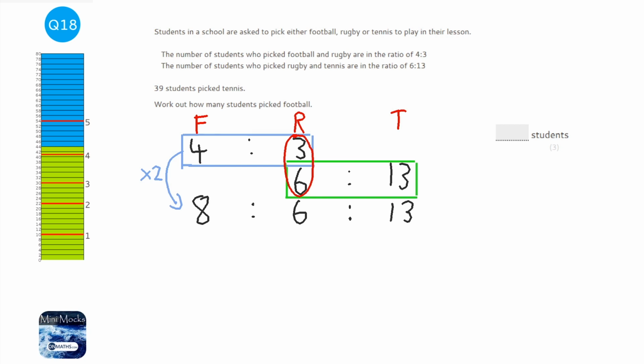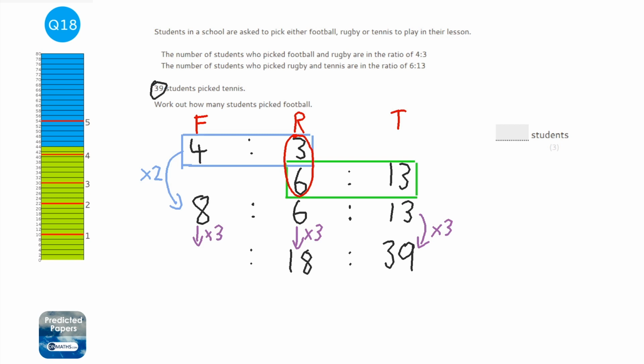Now it says that 39 students picked tennis, so I need to find some way of getting the tennis to be 39. Well, that's simply timesing it by 3. If I times that one by 3, I've got to times this one by 3, and this one by 3. So 6 times 3 will be 18, and 8 times 3 will be 24. So we've already answered the question, because if there's 39 tennis, there's going to be 24 football.